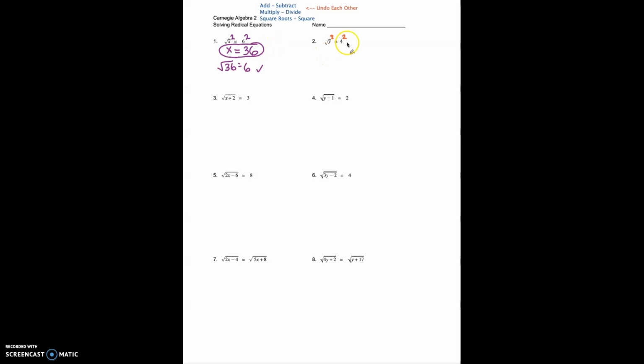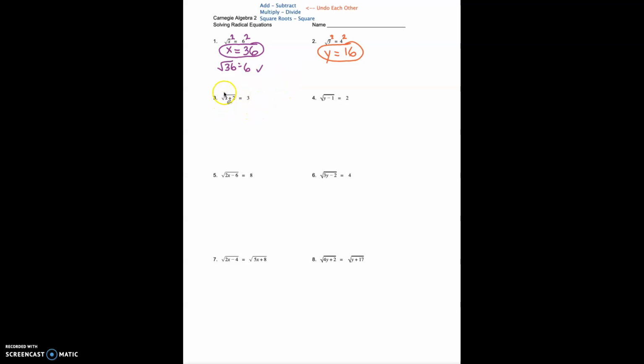So did you square both sides first? And then the radical and the square undo each other? So you got y equals 4 times 4, which is 16. If you did, great job. That is the correct answer because the square root of 16 is 4. So 3, we'll do this one together.